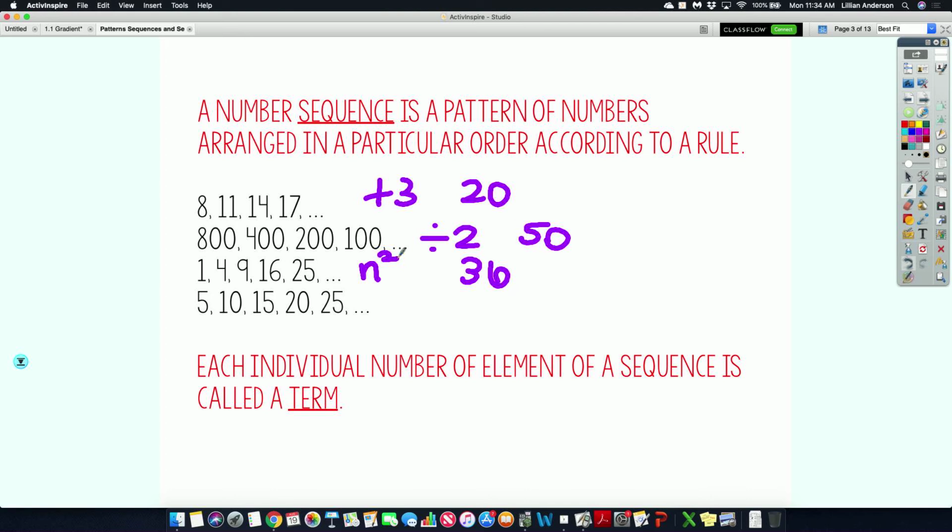The term. The first term, 1 squared is 1. The second term, 2 squared, 4. The fifth term, 5 squared, 25. Very good. And the last one, I got 5, 10, 15, 20, 25. I'm adding 5. So the next one will be 30. Recognize the patterns. We're good? Okay. Let's get some real stuff.